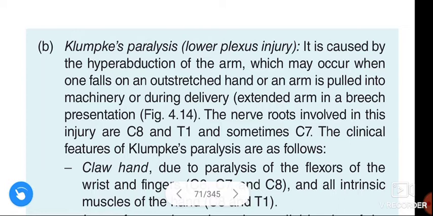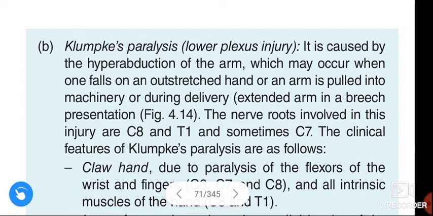Coming to the topic, Klumpke's paralysis. This paralysis occurs due to the injury of the lower brachial plexus. And a small note about the lesion of the brachial plexus.